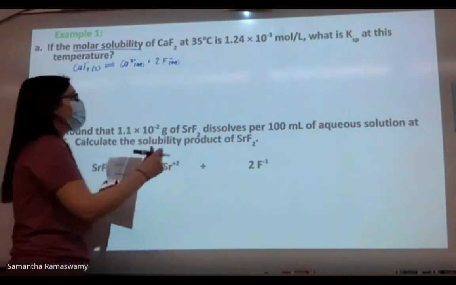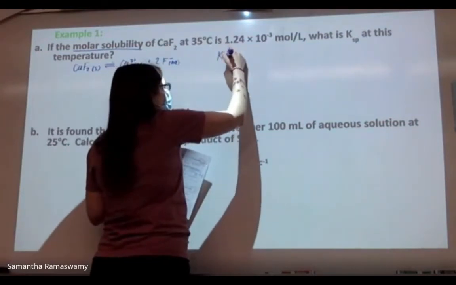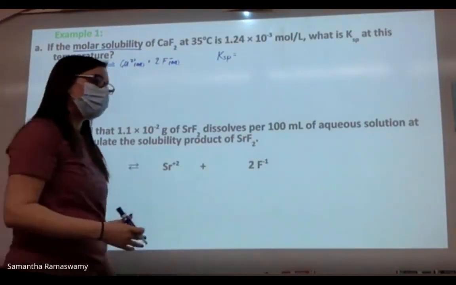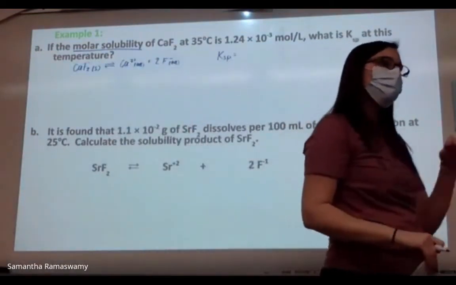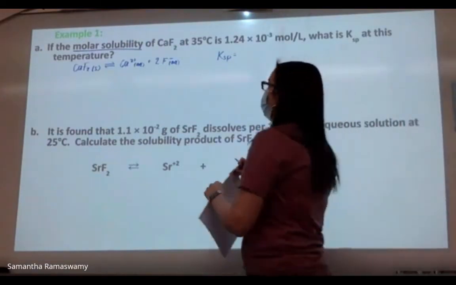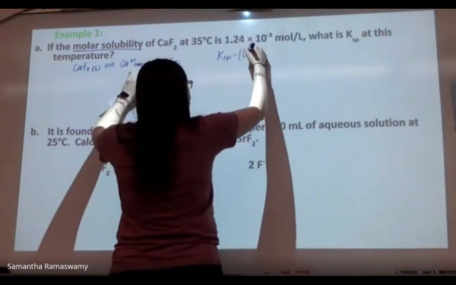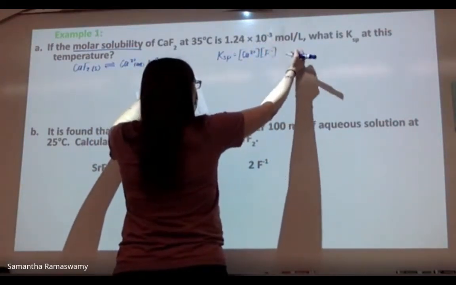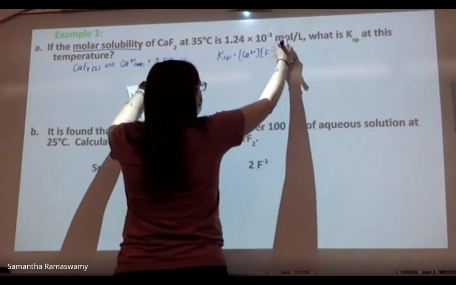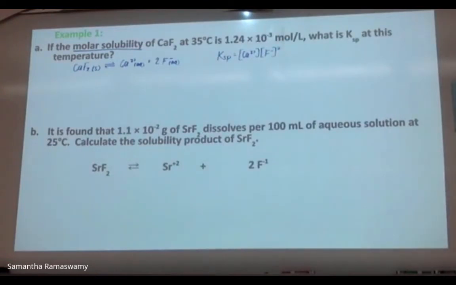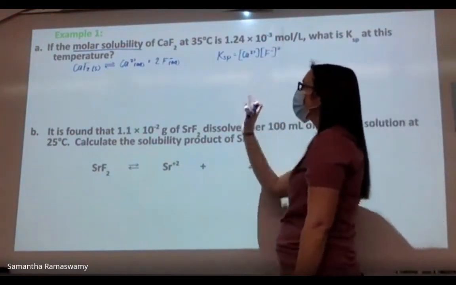Don't forget the coefficients. And because it's asking for Ksp, I'm going to go ahead and just write the Ksp expression. K is an equilibrium expression. No matter what the little subscript is, it's always products over reactants, and you do not include solids and liquids. So for this, I'm going to have the concentration of Ca2+ times the concentration of F- squared, because the coefficient in a balanced equation becomes the exponent in an equilibrium expression.